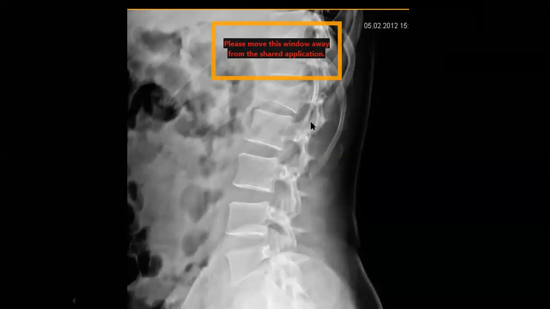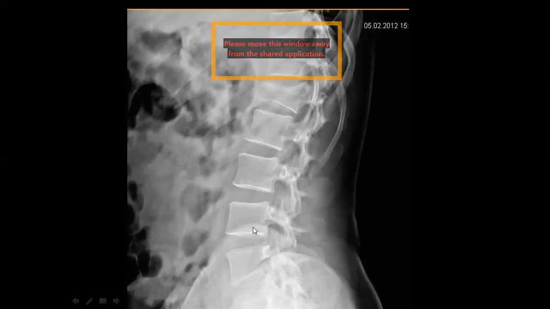Second thing you should see is whether there is any loss of height or not. You just compare with the lower and the upper vertebra. So here, the vertebral body is a wedge-shaped vertebral body. You can see here, it's the L1 vertebral body. There is a compression, there is a loss of height. This is called a compression fracture of the L1 vertebra.